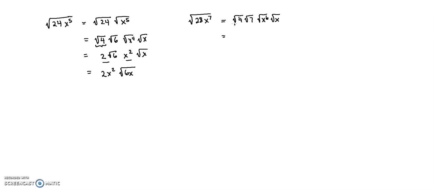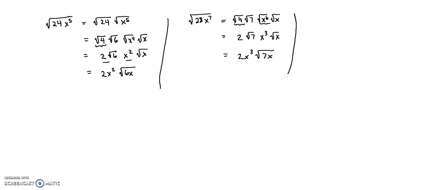Now go through and take the square roots. The square root of 4 is 2. Can't do anything with square root of 7. Square root of x to the 6th, that's going to take half, x cubed. And then I'm going to have square root of x left over. Any numbers come out to the front. 2x cubed is not in a square root. And I've got square root of 7x left over on the inside.